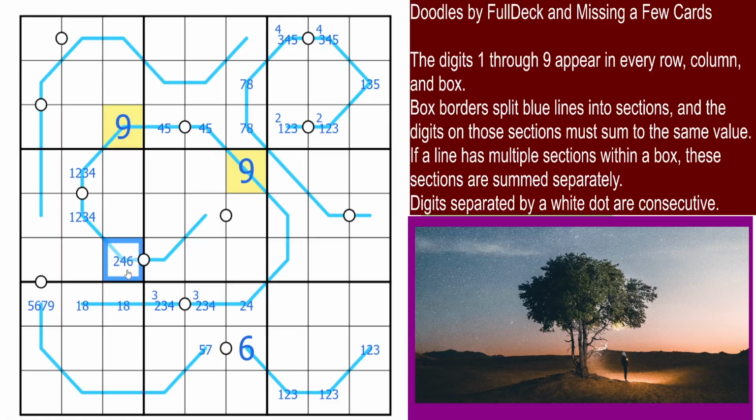So this must be 2, 4, 6. Now this has to be odd, right? Which is 1, 3, 5 or 7. And now this should sum to 9. So this must be even, right? Which is 2, 4, 6, 8. And now this must be odd, right? But 9 and 7 are already gone. So this must be 1, 3, 5. So 8 is not possible here. If 8 is not possible here, 1 is not possible here.